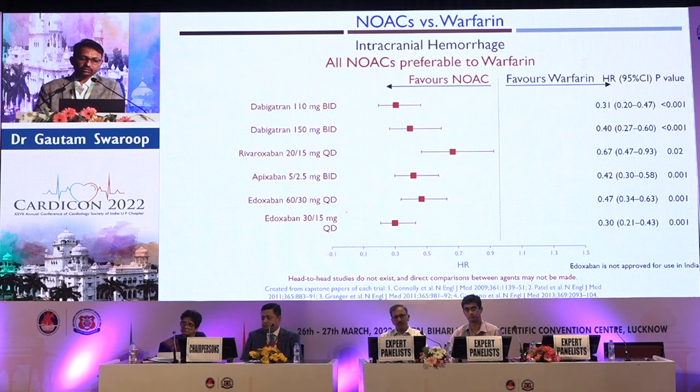Similarly, if you see intracranial hemorrhage, if you choose the 150 milligram BID dose of dabigatran in your patient, the chances of bleeding are high as compared with 110. Rivaroxaban with the 20 and 15 milligram single dose is again better than warfarin, but the chances of bleeding are still high because the curve is approaching towards the right. With apixaban, either the 5 or 2.5 milligram dose, in both doses the intracranial hemorrhage chances are a little less as compared with rivaroxaban and dabigatran.